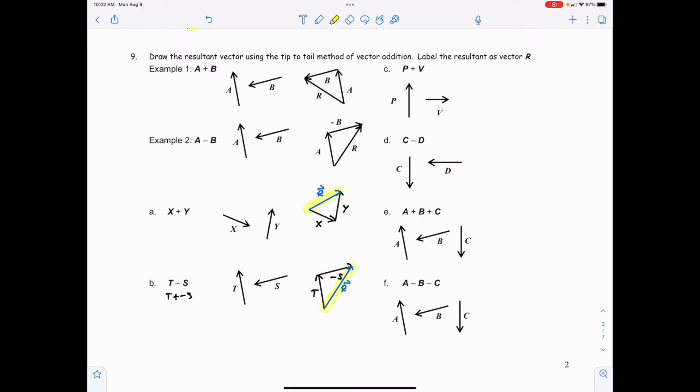Please take a moment and pause the video. Try letters C, D, E, and F yourself. Then check with my solutions when the video resumes. Now note, E and F have 3 vectors. Not to worry, it's just simply tip to tail, tip to tail, tip to tail. In other words, 3 times instead of 2 times.